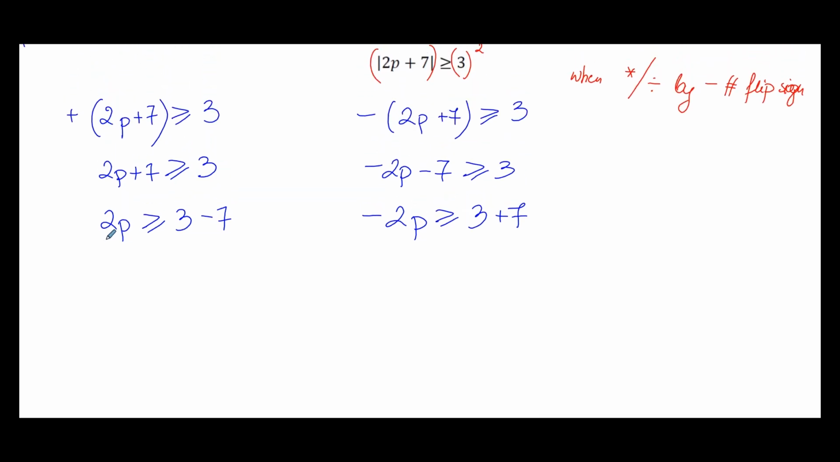Now, we want p on its own, not p multiplied by 2. Therefore, we divide both sides by 2. So p is greater or equal. We put that in the calculator and we get the value of minus 2.